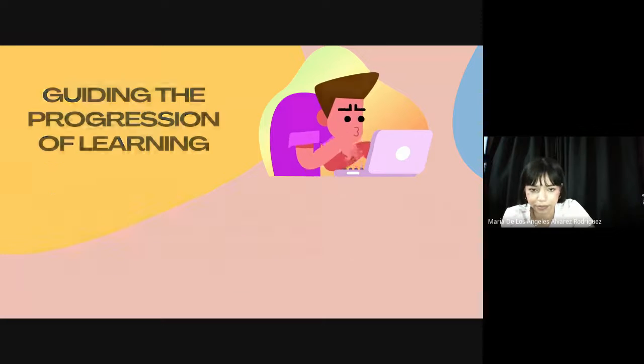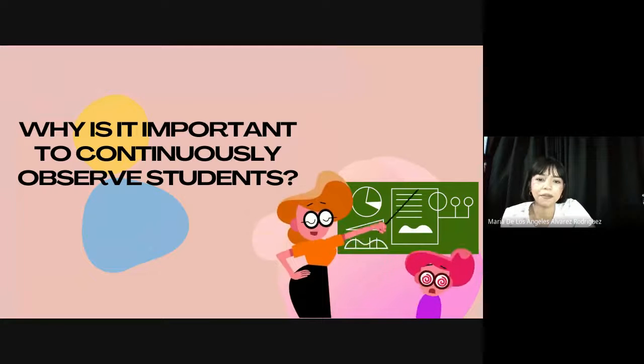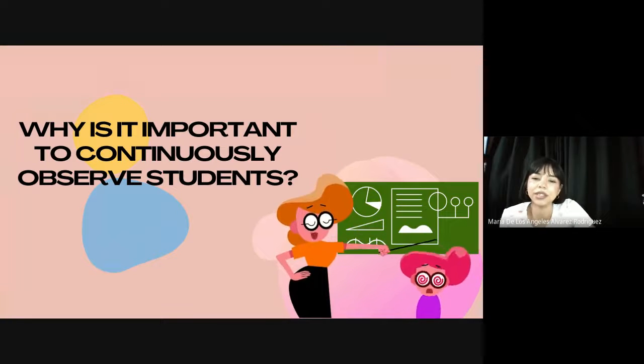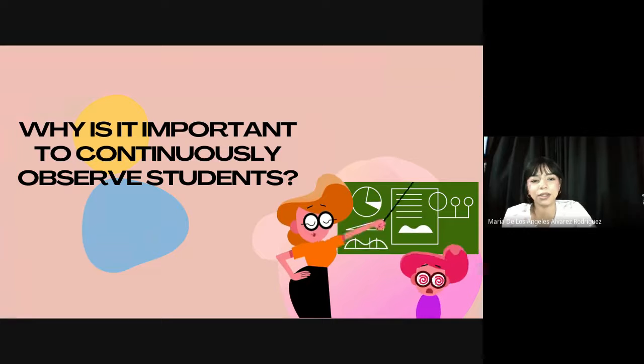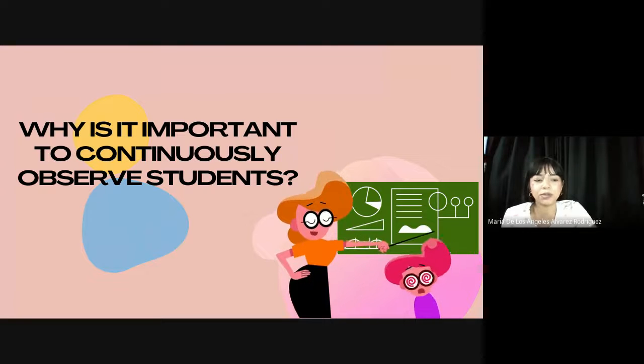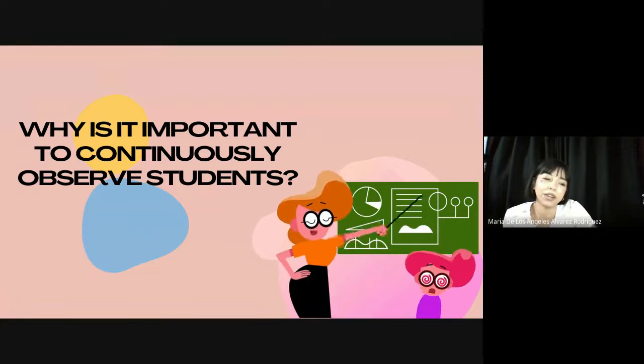Next, please. Now we have why is it important to continuously observe students? Of course, continuous observation does not have as its only function to store data with a view of control. Its first objective is training, which, from a pragmatic perspective, means that it takes into account everything that can help the student to learn better.